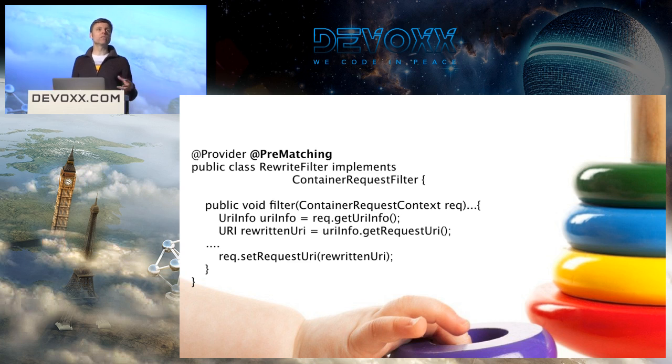So you have access to the URI info based on the request context, and you could supply a new URI. And what you can do with this is hook a filter into the chain before the request matching is actually done by the runtime. So you get the ability to modify the outcome of that content negotiation process.